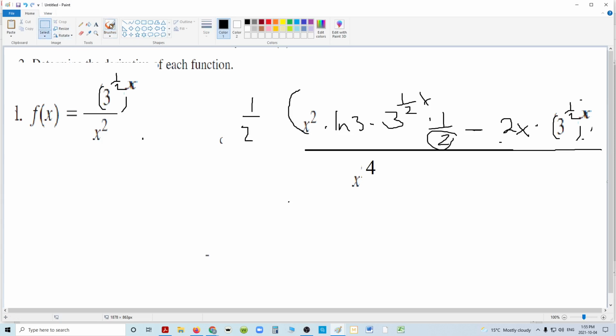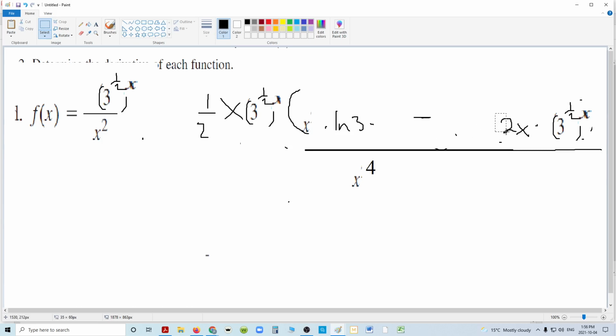and what else can I factor out? I can factor out 1x, and I can factor out 3 to the 1/2x, the actual function, like that. And this becomes x times ln of 3 minus, and that just becomes 2 because the x is factored out. Oh, actually that becomes 4 because when I factor out a 1/2, I divide it by a 1/2, which is the same as minus 4.